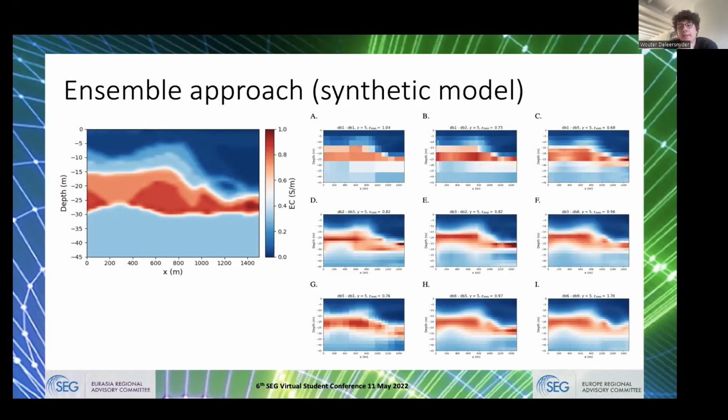So on the right-hand side, I show 9 examples of inversion models that fit the data up to at least the noise level. And here I vary the wavelet basis function for each orientation. For example, and that's also the flexibility of the method, in the first figure A, we use the blocky wavelet basis function along each orientation. And then, of course, you also get a blocky inversion model.